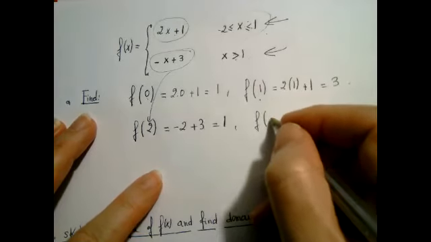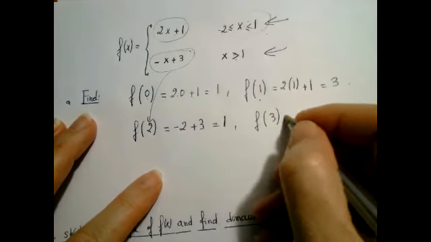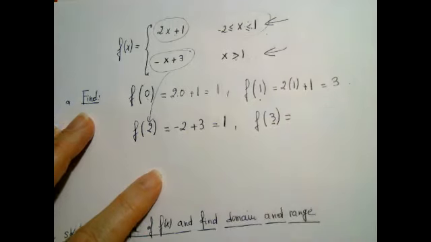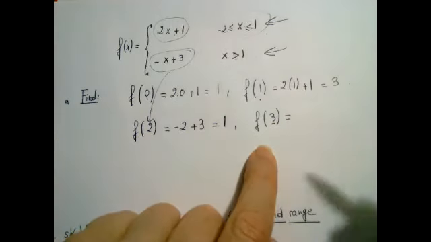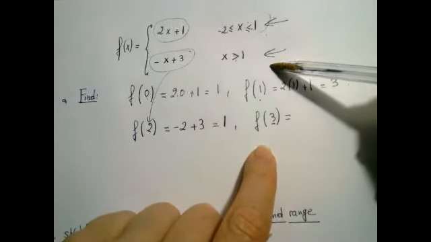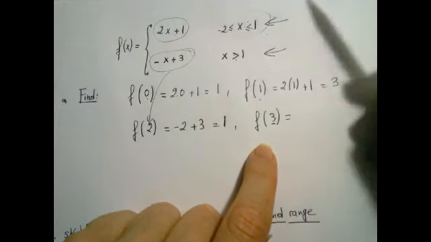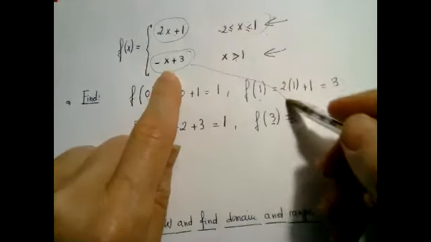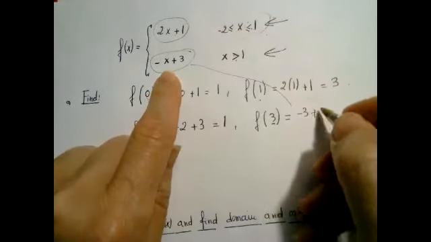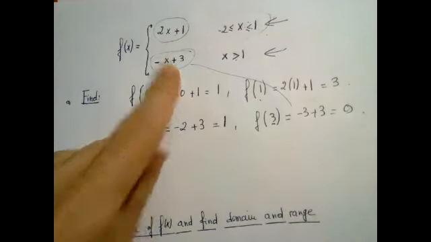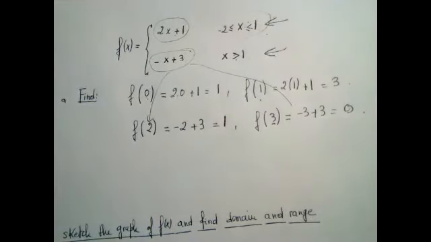Let me keep going. What is f of 3? Again, the input is 3. Which condition does it satisfy? This one or that one? What's the output? Quickly. 0, because it satisfies this one, so I'm right here. -3 plus 3 is equal to 0. That's really the output for 3.